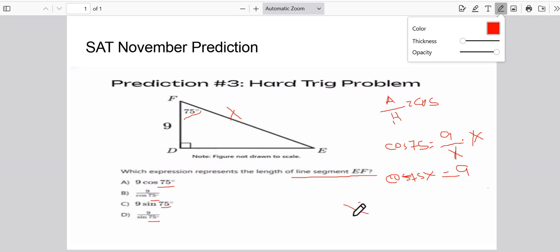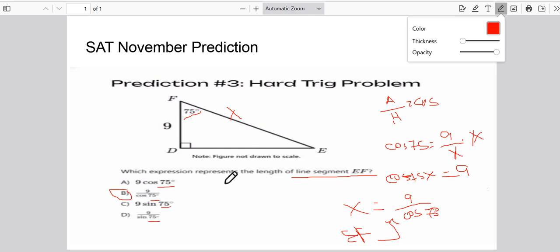Then to solve for x, which is the line segment EF, it is 9 over cos 75 degrees. So yeah, the line segment EF is 9 over cos 75 degrees. So our correct answer is B.